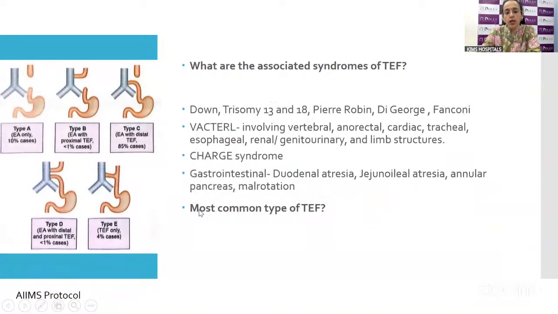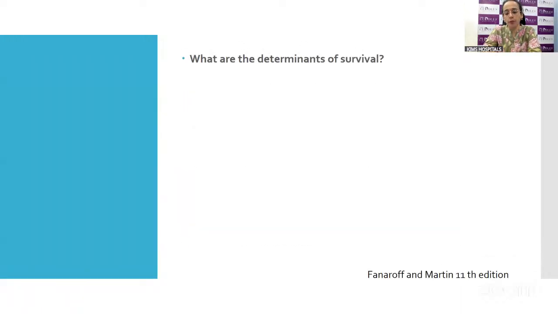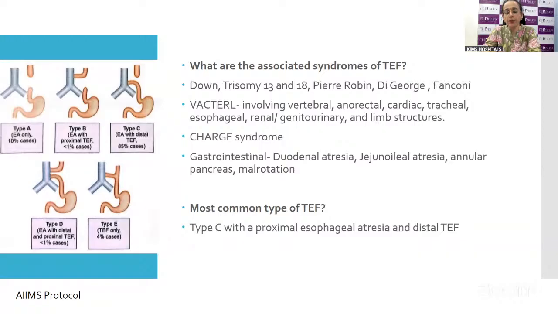So what are the associated anomalies of TEF? We should rule out Down syndrome, trisomy 13 and 18, Pierre Robin syndrome, DiGeorge and Fanconi syndrome. The other anomalies we should rule out are vertebral, anorectal, cardiac, tracheal, esophageal, renal, genitourinary and limb anomalies. So VACTERL syndrome we should rule out, and CHARGE-related anomalies also. The babies may also have associated anomalies like duodenal and jejunal atresia, annular pancreas, and malrotation. The most common type of TEF, as we discussed, is the type C TEF.